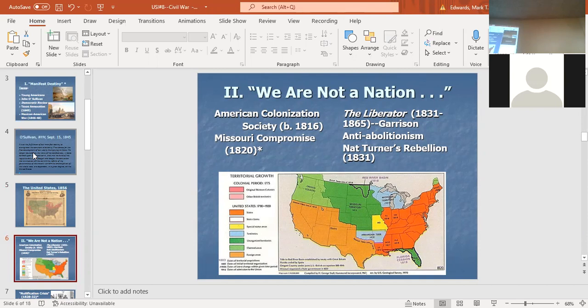no blacks out west, no blacks out east either. We're going to put them on ships and sail into Africa. Again, just because Northerners were anti-slavery does not mean that they were anti-racist. Northerners were intensely racist.